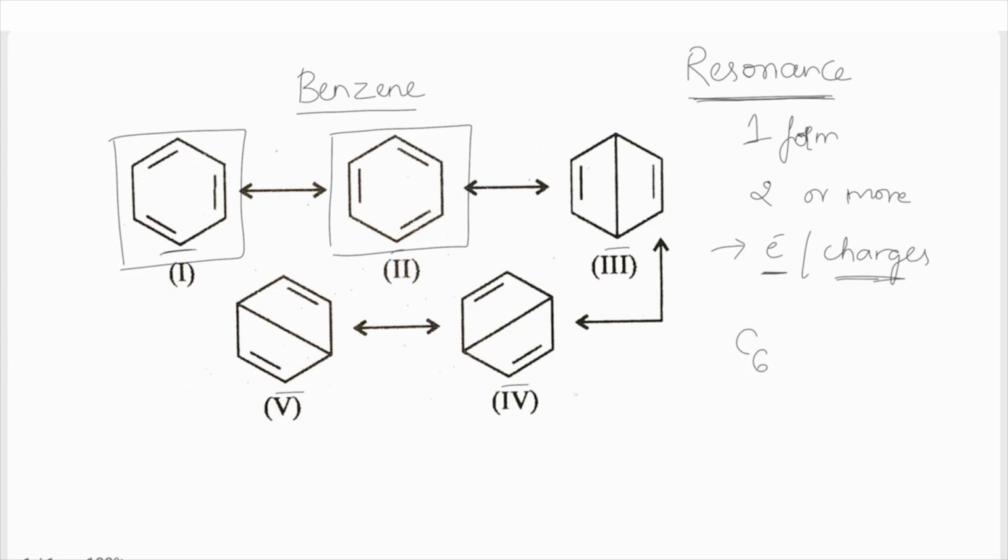So in one structure, if it is C6H6, in another structure it cannot be C6H5 or something else. So this is wrong. In resonance, we write a molecule in various forms where the distribution of electrons and the charges will vary, but the carbon skeleton remains the same. This is the phenomenon called resonance. Now, what are all these structures called? The main 2 structures are the structures given by Kekule. They are called Kekule structures.